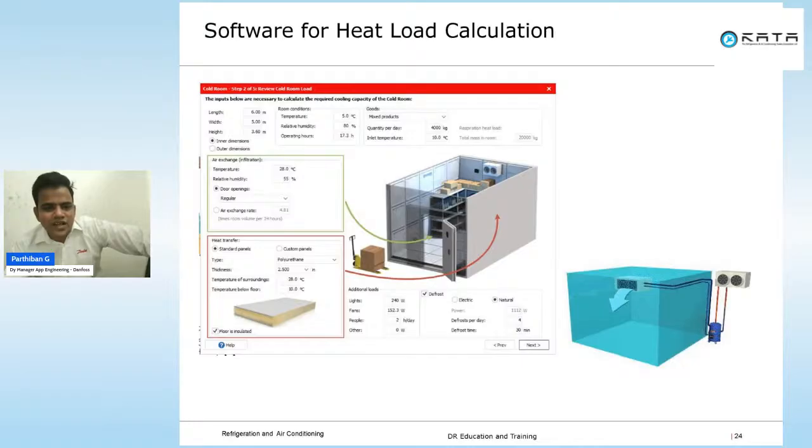Then after that, air exchange, ambient temperature and ambient RH you are going to mention. Then door opening: regular, often, or not going to open. Then puff panel thickness, lighting load, fan load, and defrost. If you mention all those details, it will directly calculate the cooling load. Many of the details are already pre-programmed in this.